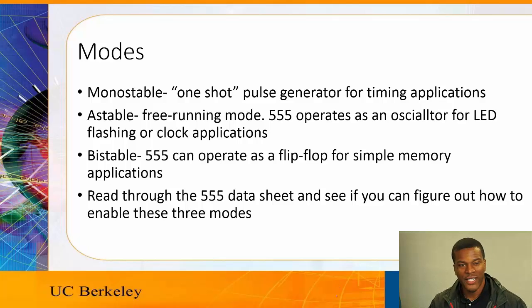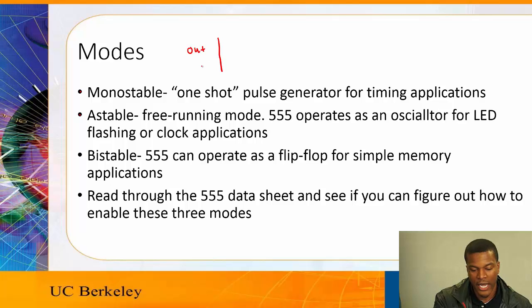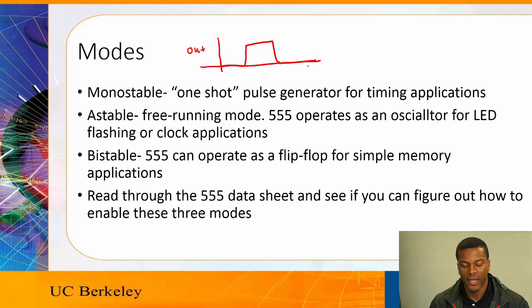So the 555 timer has several different modes. The two common modes are monostable and astable. Monostable will essentially generate a one-shot pulse out the output. So the output will look something like pulse there and then below everywhere else.